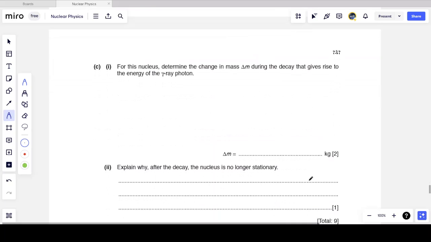Now the question is not done. The next part of the question says, for this nucleus, determine the change in mass delta m during the decay that gives rise to the energy of the gamma ray photon.